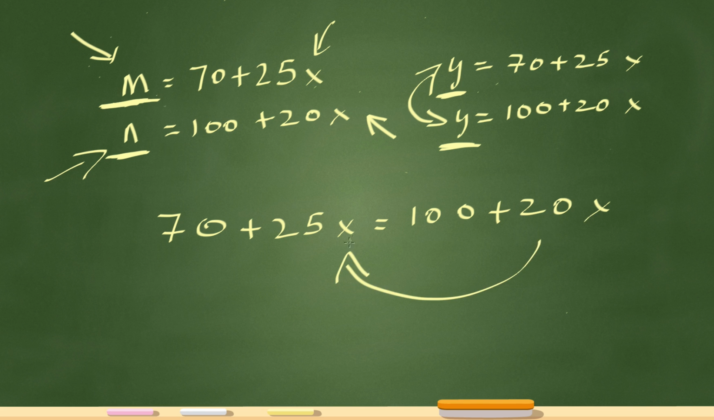So 25x minus 20x will make it 5x. And I'll bring the 70 over there, so that becomes 100 minus 70, which is 30. And then divide both sides by 5, and x will equal 6.